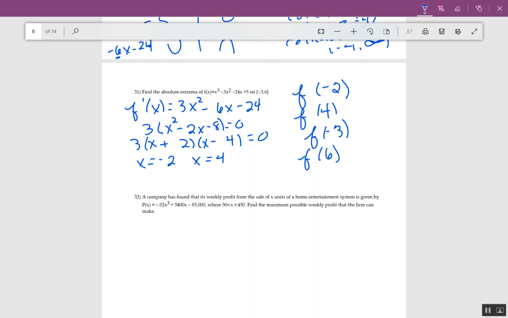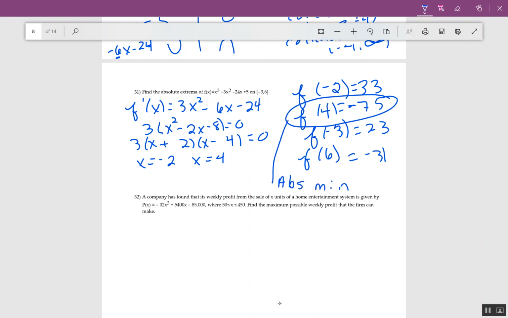Alright, so at negative 2, I see that it gave me 33. At 4, I got negative 75. At negative 3, I got positive 23, and at 6, I got negative 31. Alright, so I look through those numbers and I can see negative 75 is definitely the smallest. This is my absolute min. And then 33 is the largest, so this is my absolute max.